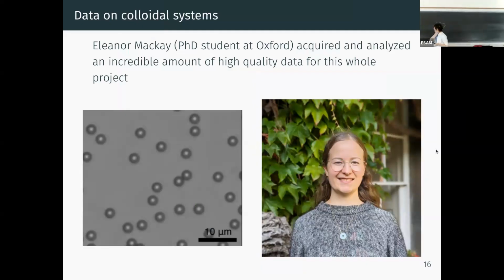So I want to mention, for the rest of the talk, I will be showing a lot of these pictures of experiments. The data collected for this is completely unreal. Eleanor, who's a graduate student, got like 48-hour data sets of these colloidal suspensions with no drift. I have no idea how she did it. She's a wizard. And so anytime you see a picture like this, just know that an incredible amount of work went into getting that data.